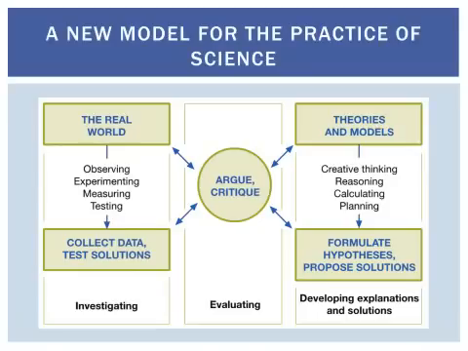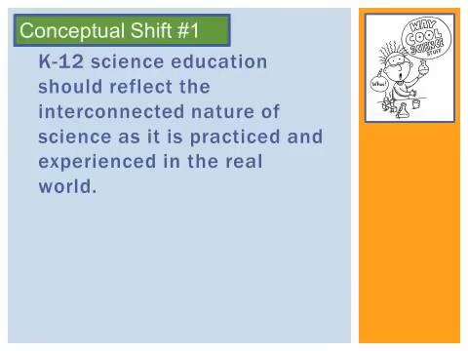This diagram represents a new model for the practice of science. The practice of science, the way scientists do it, requires the ability to work in three spaces: investigating, evaluating, and developing explanations and solutions. The problem with conventional inquiry methods of teaching science is that too much time is spent on the left-hand side of this diagram and not enough on the right. We need to ensure that we focus on the minds-on practices of science, like reasoning and planning, and not solely on the hands-on practices, like observing and measuring. They're all important.